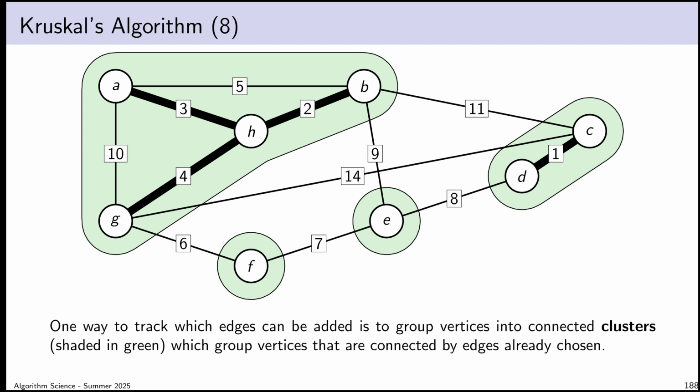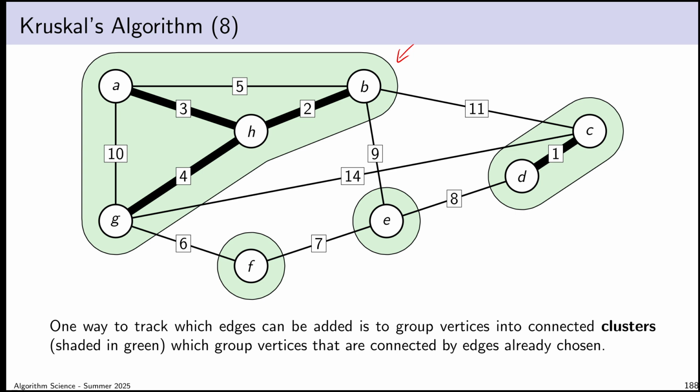What I could do here is keep track of, let's say we'll call them clusters. I sort of want to call them components, maybe because the green outlines remind me of components. They are sort of components if we think of the edge collection as inducing a subgraph, but I don't want to worry about that. We'll call them clusters. So I could group all of the vertices into clusters, and the groupings correspond to vertices that are already connected by edges I've chosen so far.